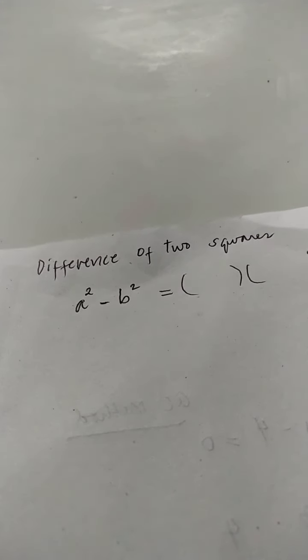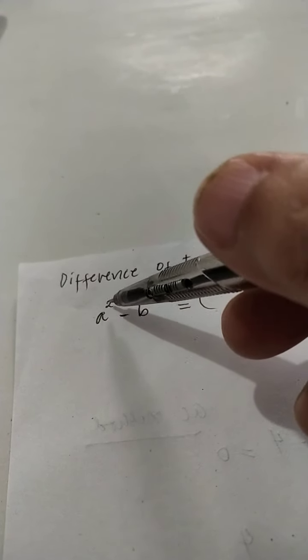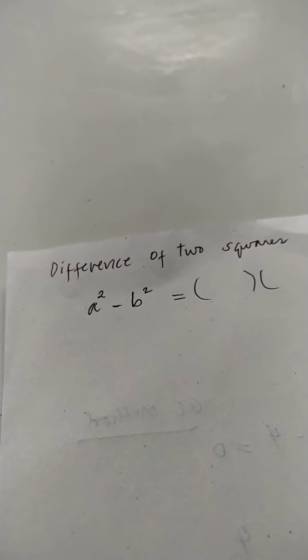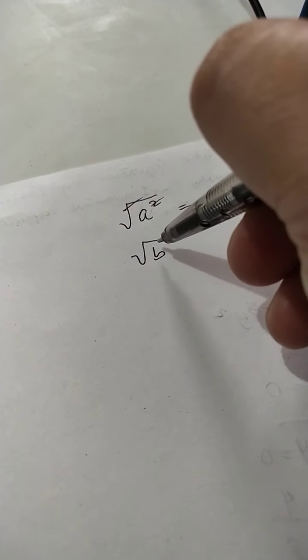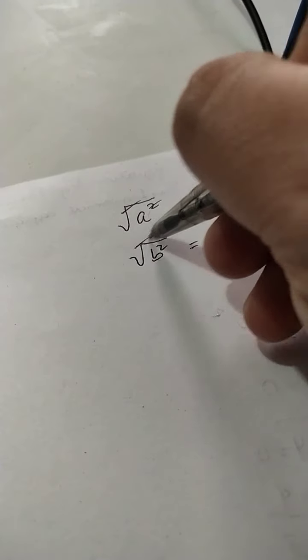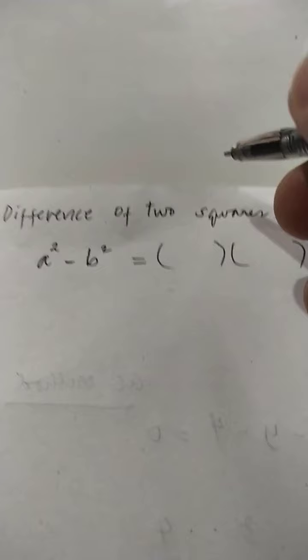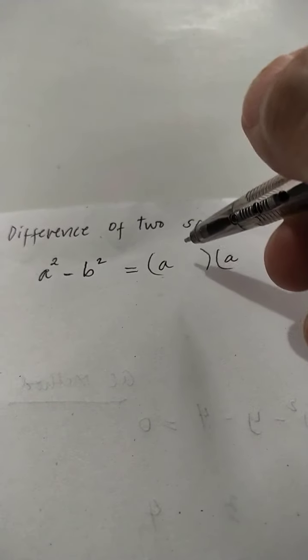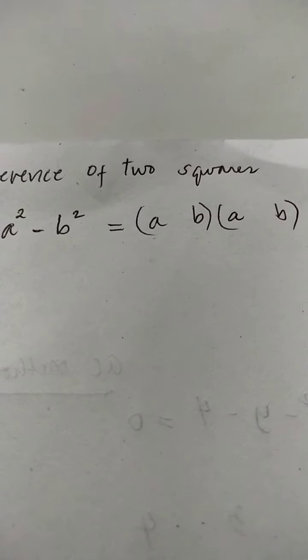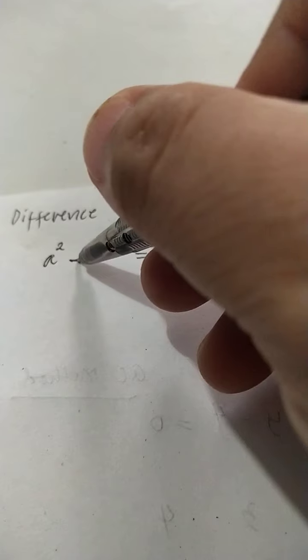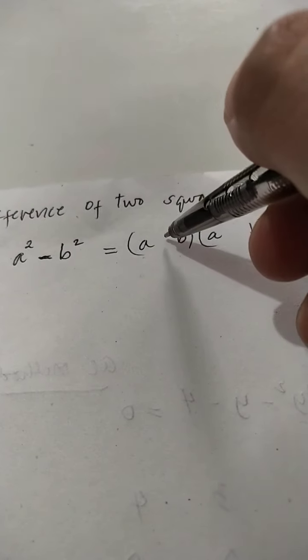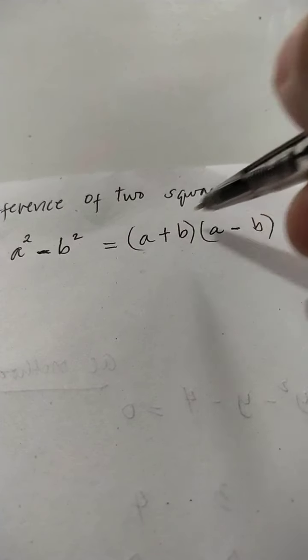First, we get the square root of the first term. What is the square root of the first term? The first term is a square. What is the square root of it? We are referring to the positive square root. So that is a. For the second term, we have b square. The square root of b square is b. That is why we have a and a, then we have b and b. And since it is subtraction, we indicate positive and negative, or plus or minus.